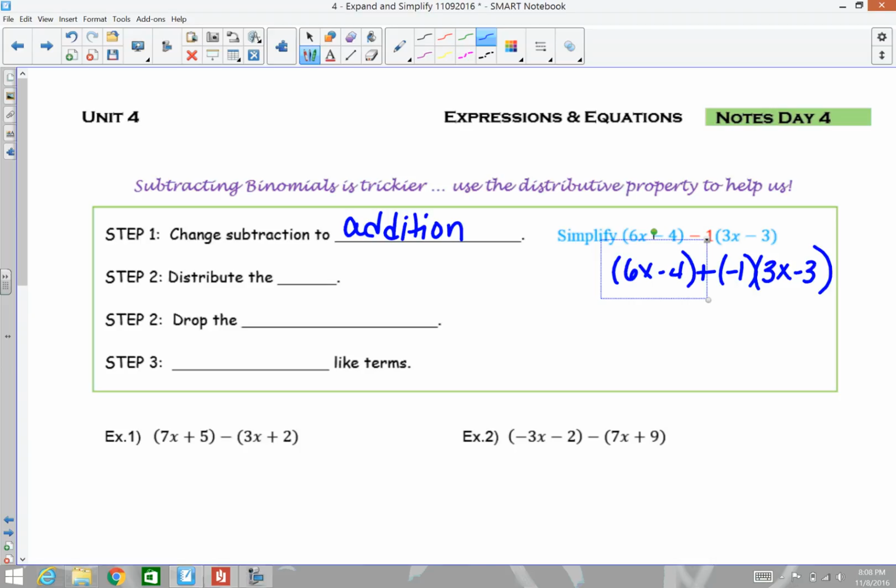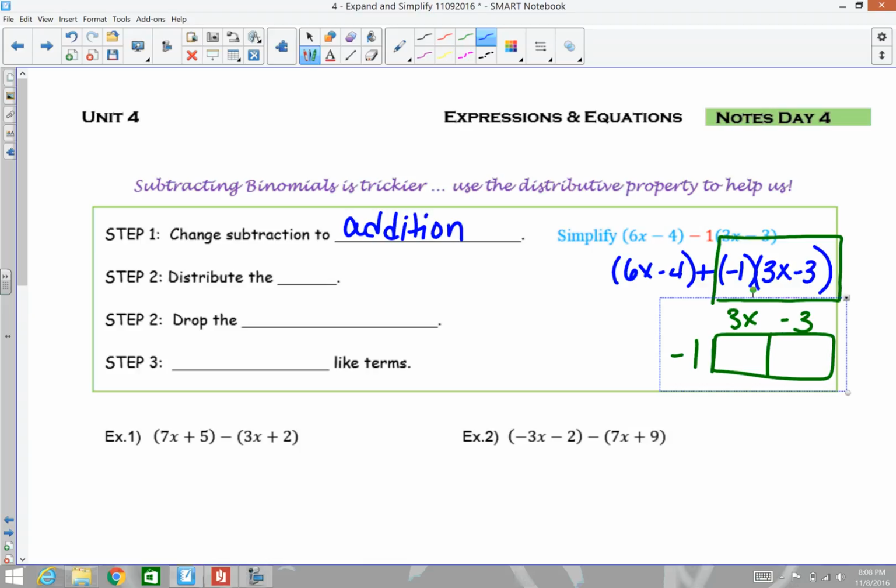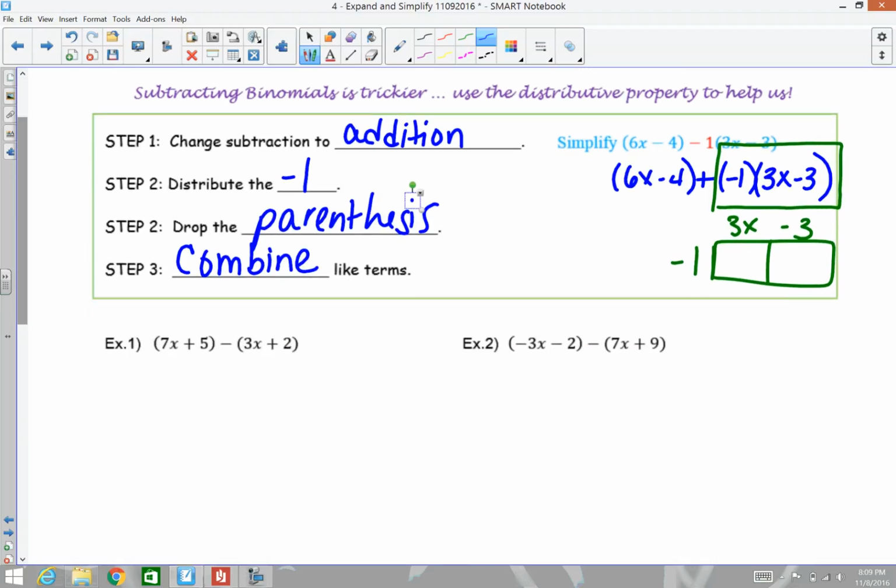Okay, and now I've really defined the distributive property as this part here, and I can set up my box. Okay, so we will distribute the negative 1, then you can drop your parentheses, and lastly you can combine. Let's go ahead and do some examples.